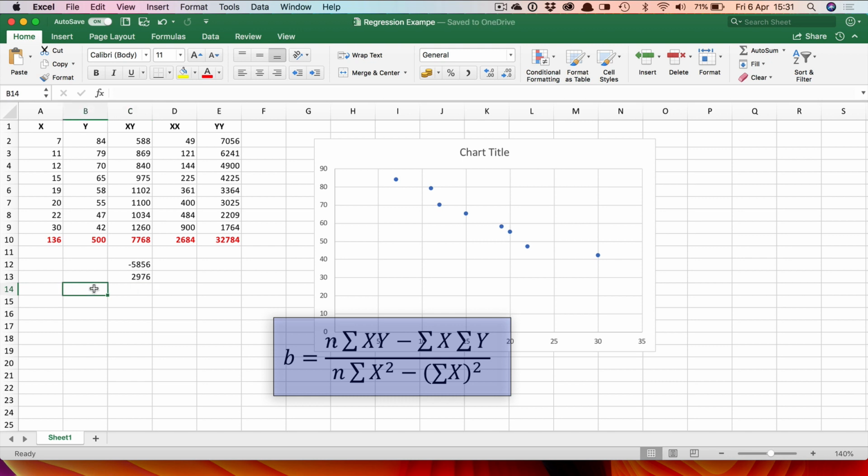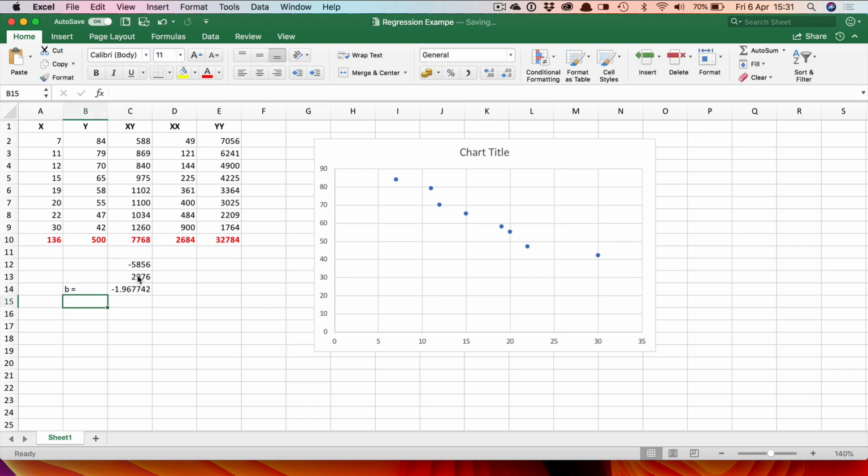Now finally, therefore, I can calculate B very easily. B is therefore equal to this numerator of the formula divided by the denominator of the formula, which gives me my answer for B, the slope. It's negative, as expected. Let me just reduce that down to 2 decimal places, which will do. So we have a slope of minus 1.97. In other words, every time x goes up by 1, y falls by 1.97 units.